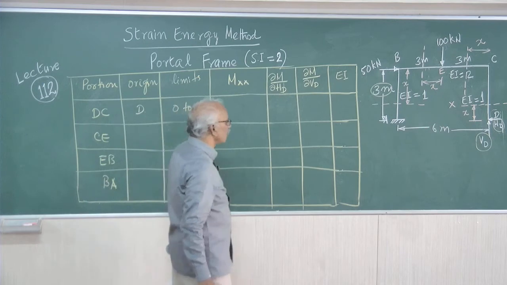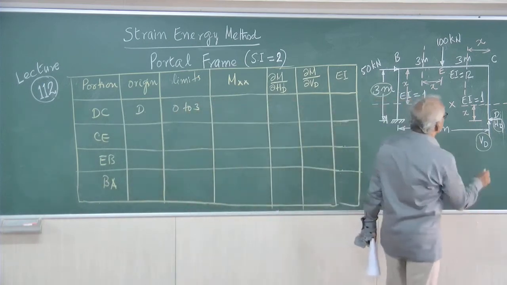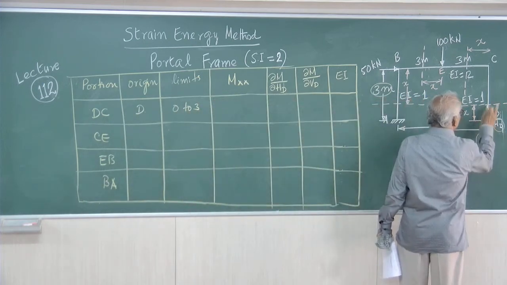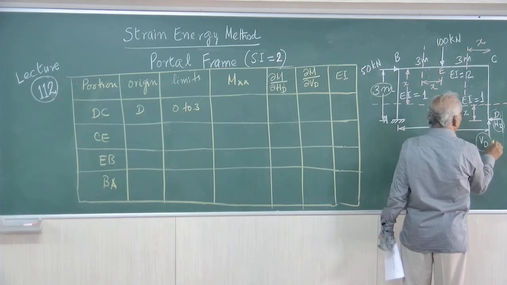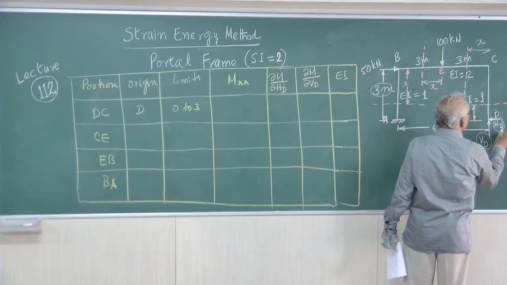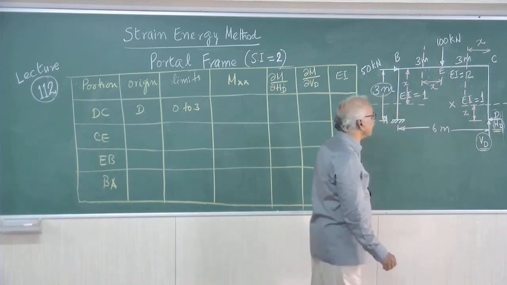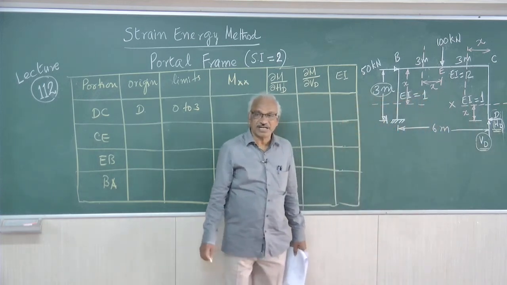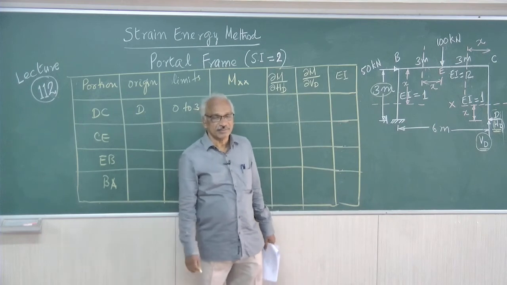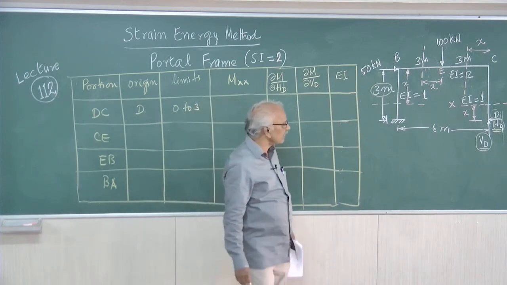Mx equal to, considering the forces to the right of the section. To the right of the section, you have got 2 forces. One is Vd, the other one is Hd. Vd is an axial force for the member DC that will not cause any moment. Hd will cause a moment.